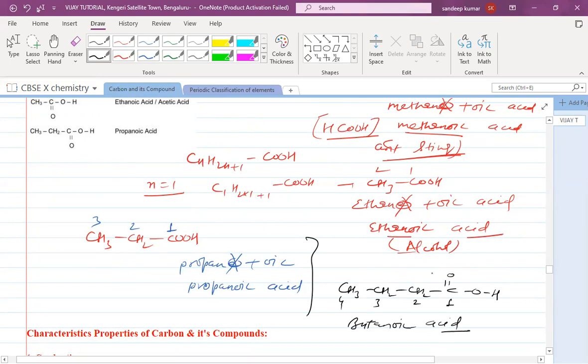This is all about naming of functional groups. So in this video, we have learned the naming of halogens, and how to name alcohols, aldehydes, ketones, and carboxylic acids.